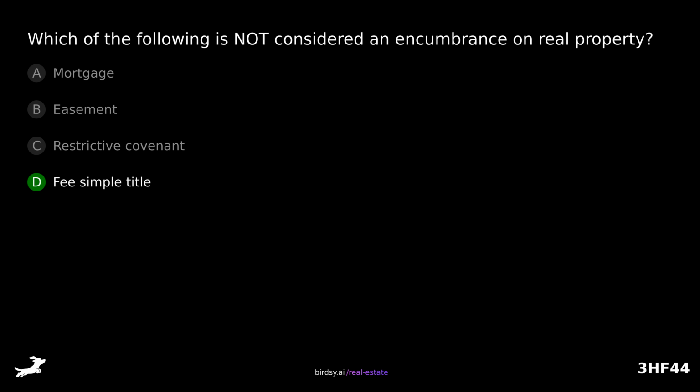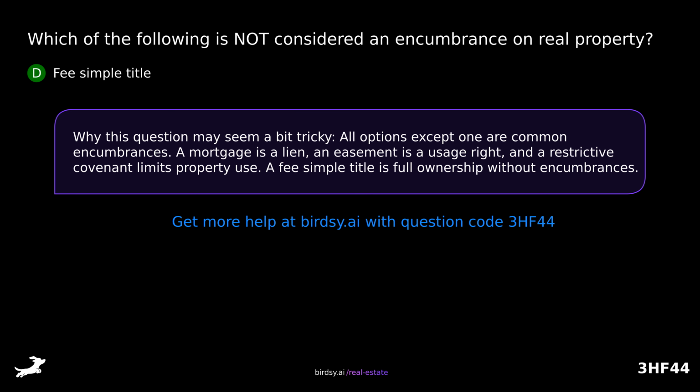Fee simple title. Why this question may seem a bit tricky: all options except one are common encumbrances. A mortgage is a lien, an easement is a usage right, and a restrictive covenant limits property use. A fee simple title is full ownership without encumbrances.